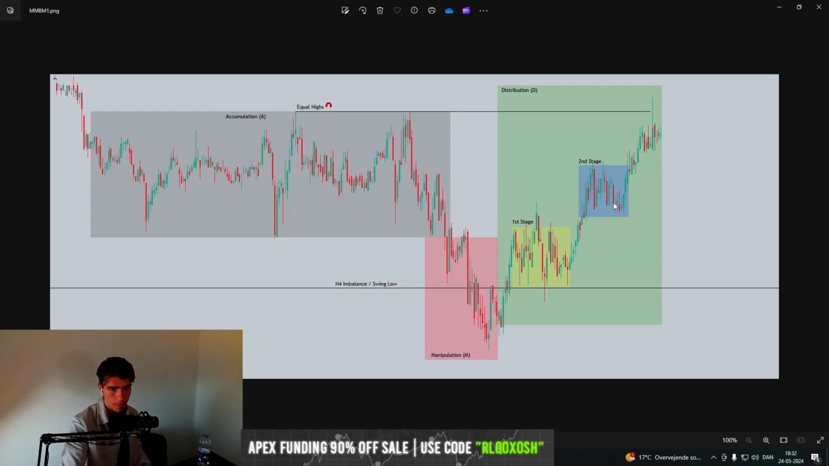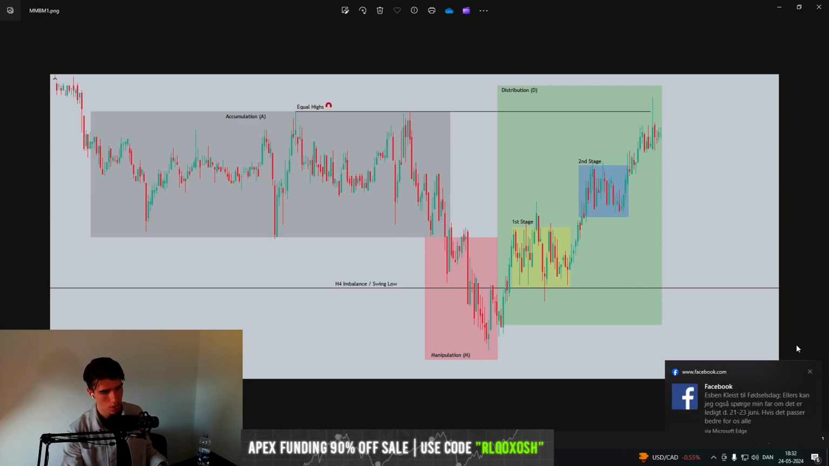And obviously the second stage is, in my opinion, the safest option to go with, and typically where I will enter most of my positions when I'm looking for a trade inside a market maker model. It will be inside the second stage again, because at that point I'm just so confident that it is a market maker model. And so I become way more confident in executing my trades, right?